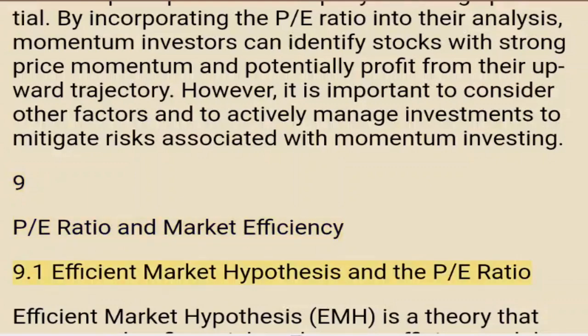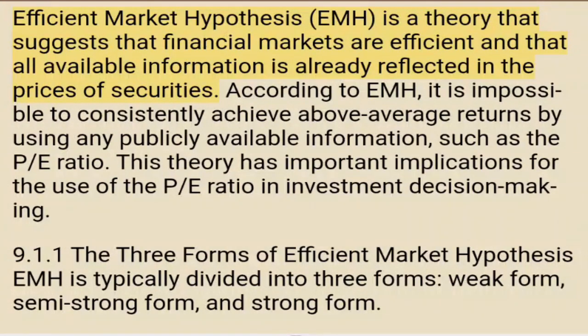9.1 Efficient Market Hypothesis and the P/E Ratio. Efficient Market Hypothesis (EMH) is a theory that suggests that financial markets are efficient and that all available information is already reflected in the prices of securities. According to EMH, it is impossible to consistently achieve above-average returns by using any publicly available information, such as the P/E ratio. This theory has important implications for the use of the P/E ratio in investment decision-making.